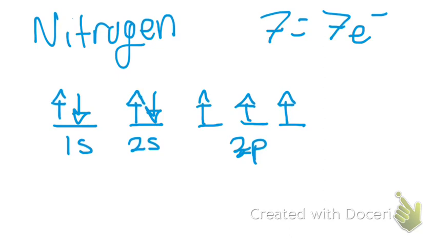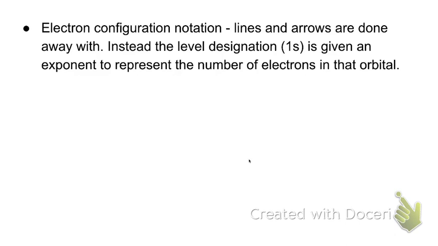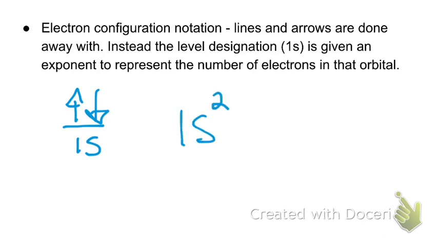Okay, now we can move on to the next type. The next type is called electron configuration notation. We do away with lines and arrows. Instead, the level designation, so the 1s that we used to put underneath the line, is given an exponent to represent the number of electrons that exist in that orbital. So instead of drawing 1s and physically drawing 2 electrons in it, we would just write 1s with an exponent of 2 to represent those 2 electrons that are in it.